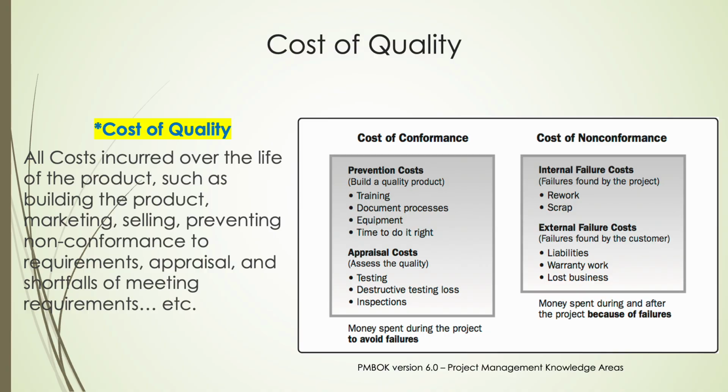The cost of quality is the total cost of ensuring that a product or service meets quality standards. It's divided into 2 main categories: the cost of conformance and the cost of non-conformance. The cost of conformance covers things like prevention and appraisal, essentially the money we spend to avoid failures, such as training, inspections, and process documentation.